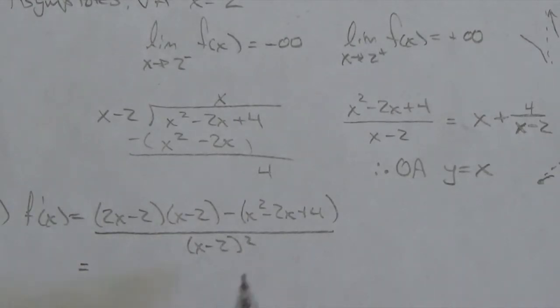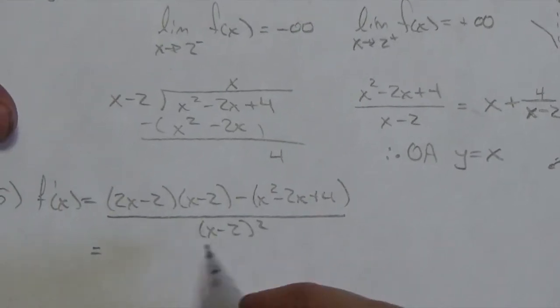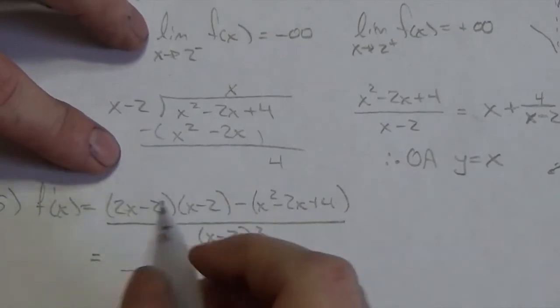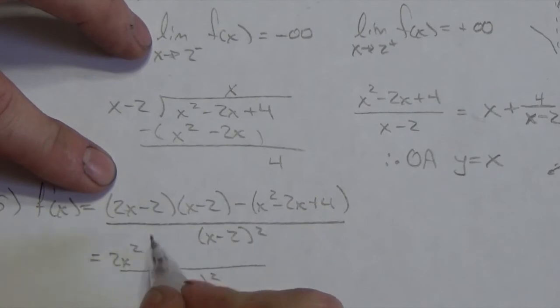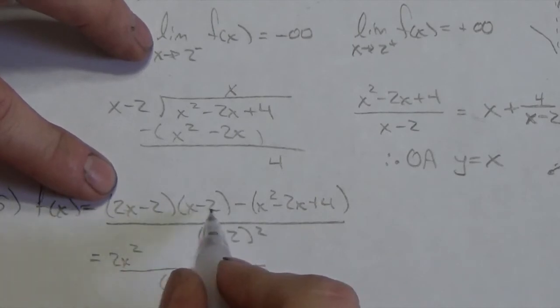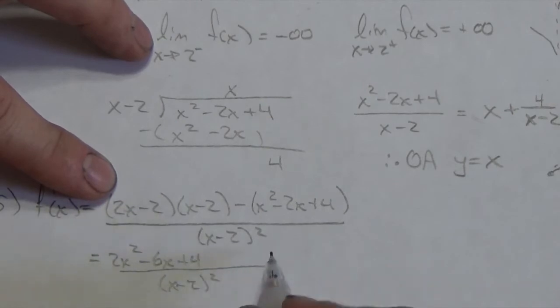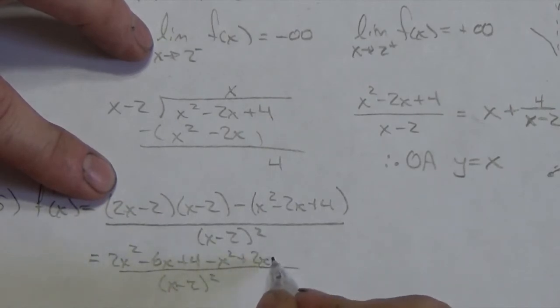Now, in this case right here, there's really nothing that I can factor out. The best that I can really hope to accomplish here is just to simplify the numerator a little bit. So I'm going to multiply this out here. That'll be 2x squared. What do I get here? Minus 4x minus 2, so minus 6x plus 4 minus x squared plus 2x minus 4.